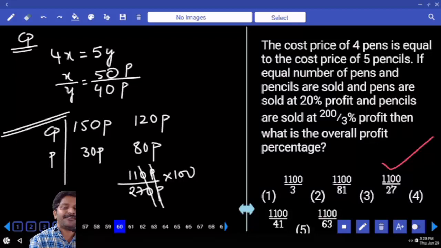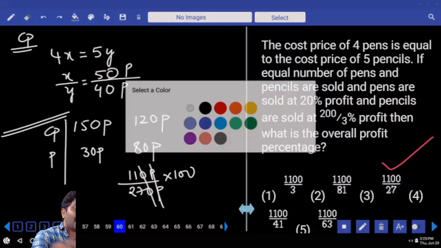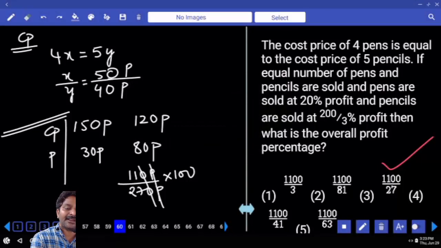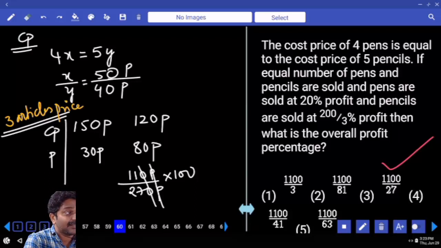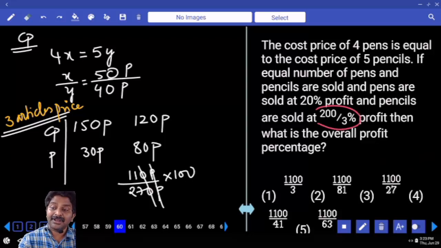How did you get 150 and 120 over there? How did you get 150 and 120 here? 3 articles price. Why are we taking 3 articles? Why not 1 article? Because we have 200/3, the denominator is a multiple of 3.